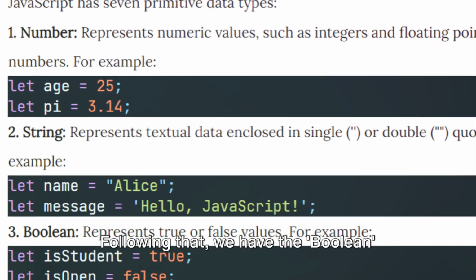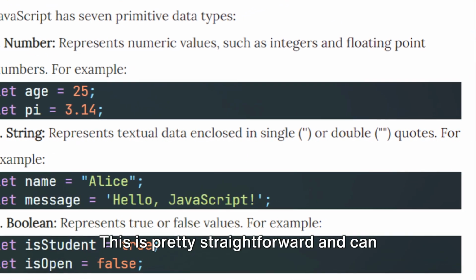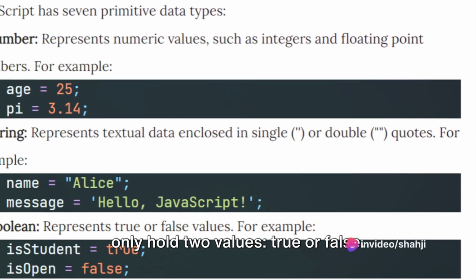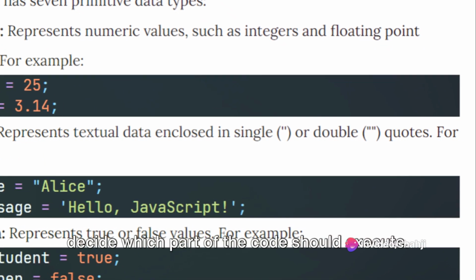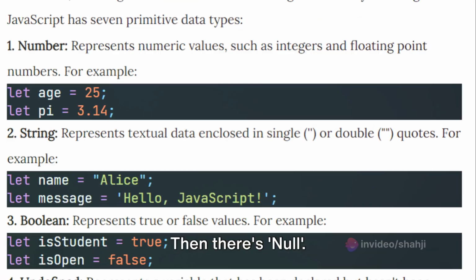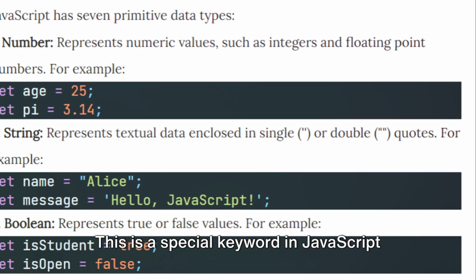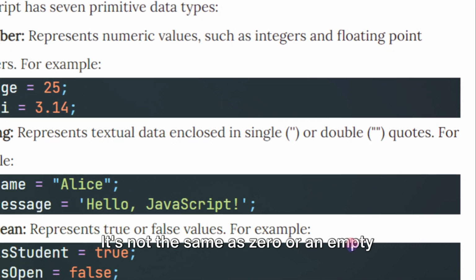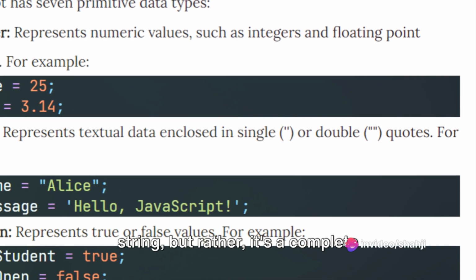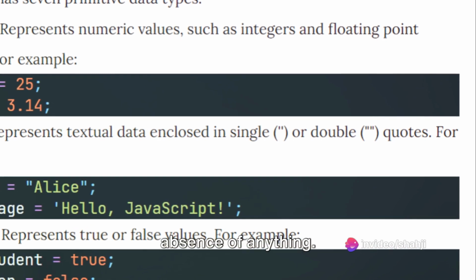Following that, we have the Boolean data type. This is pretty straightforward and can only hold 2 values, true or false. Booleans are often used in conditions to decide which part of the code should execute. Then there's null. This is a special keyword in JavaScript that represents the absence of value or no value at all. It's not the same as 0 or an empty string, but rather, it's a complete absence of anything.